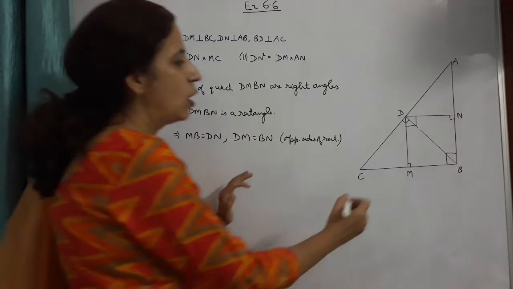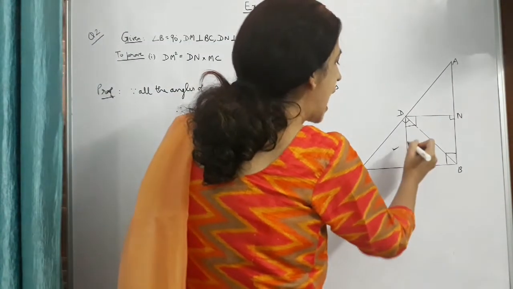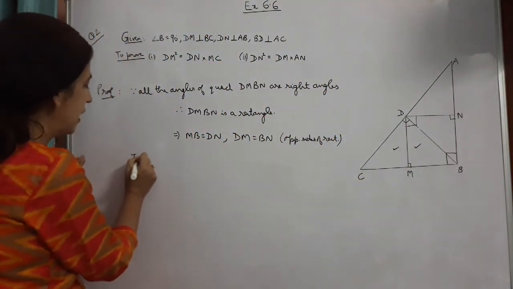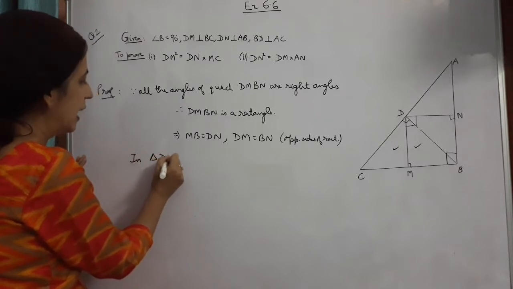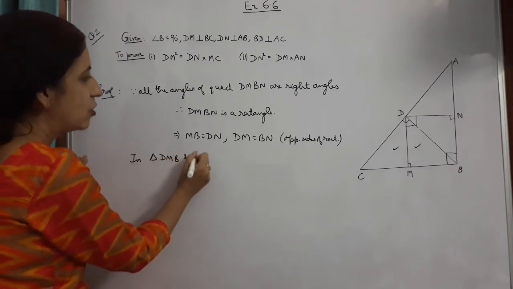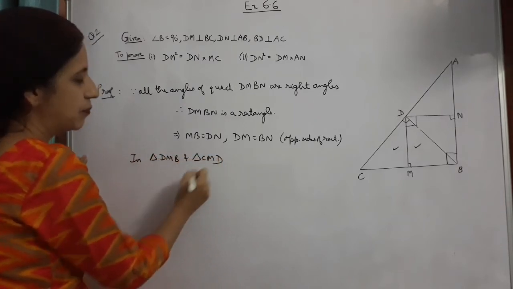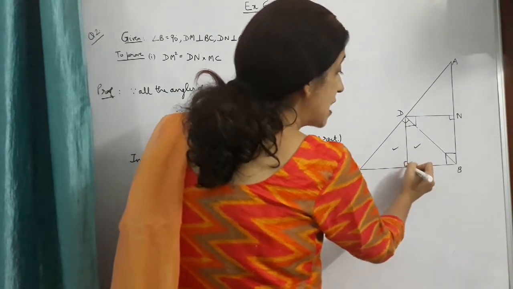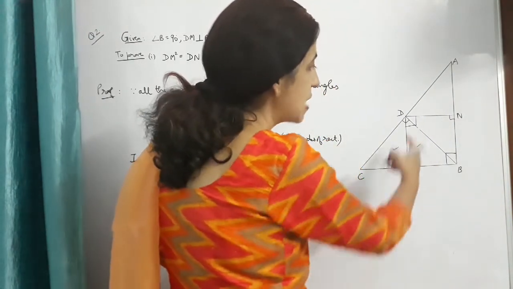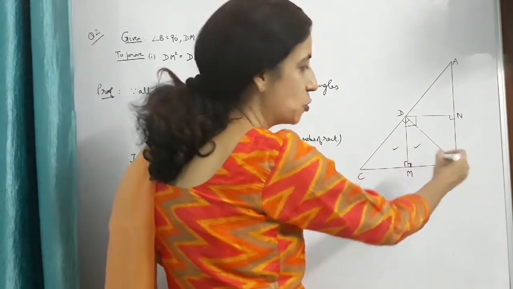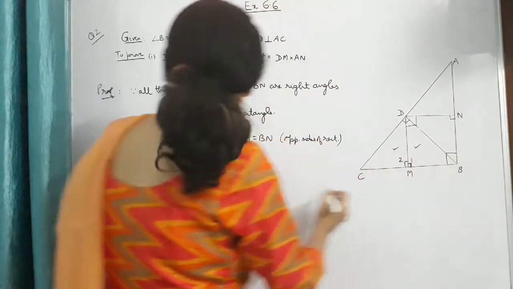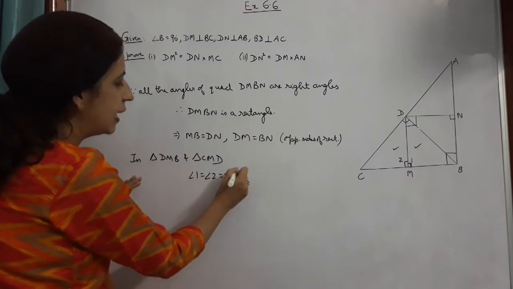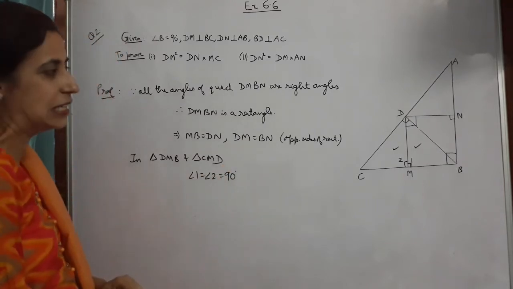Now what we do, we take these two triangles and we try to prove them to be similar. So let us take the two triangles. In triangle DMB and triangle CMD. Over here we see that this angle is of measure 90 degrees and this is also of measure 90 degrees because DM is perpendicular to BC. So we write down that angle 1 is equal to angle 2, each of measure 90 degrees.